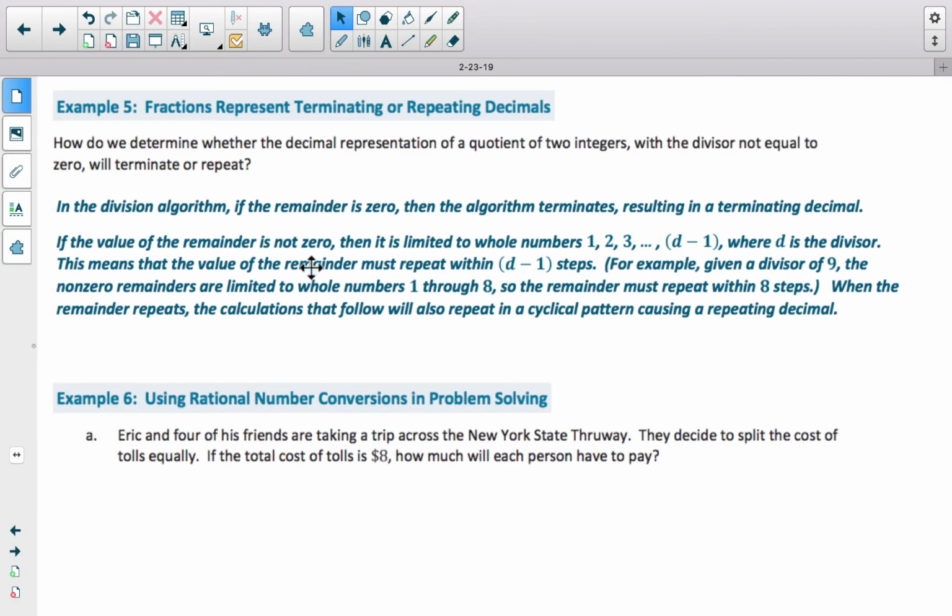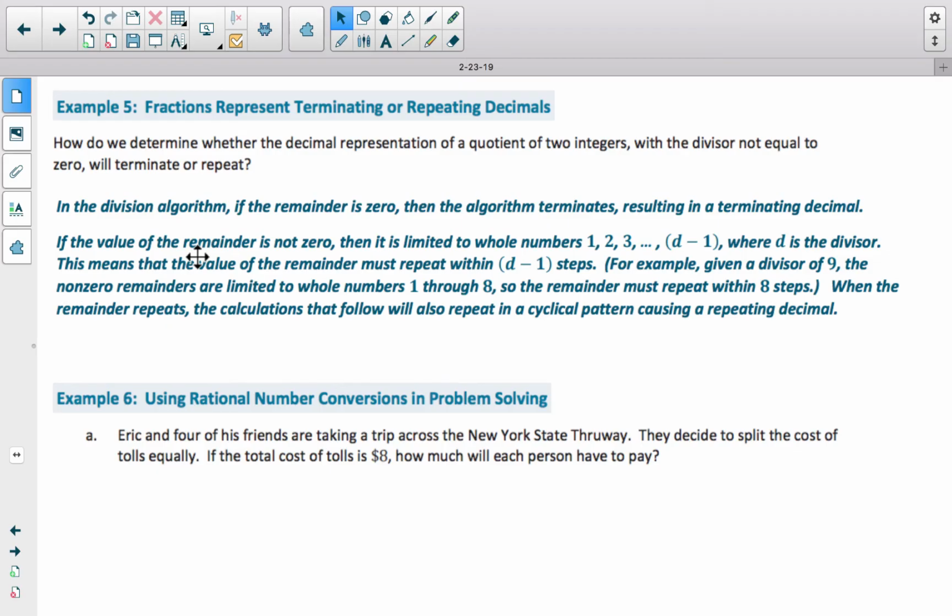Now, for example 5, I want you to take these notes down. Example 5 is asking, how do we determine whether the decimal representation of a quotient of two integers, with the divisor not equal to 0, will terminate or repeat? If we use the division algorithm, if there's no remainder, the algorithm terminates, obviously, right? Because that's when you stop using the algorithm, when you end up multiplying and subtracting, and then there's no remainder.